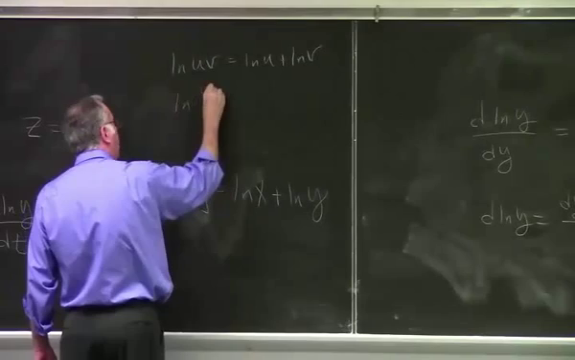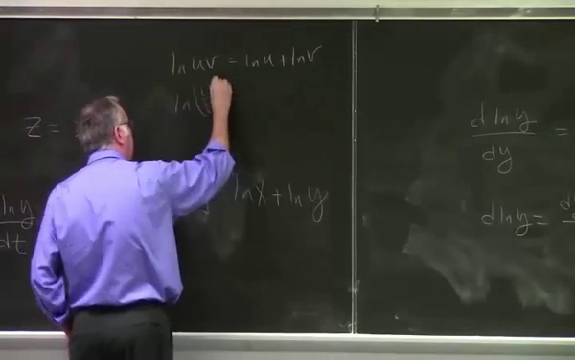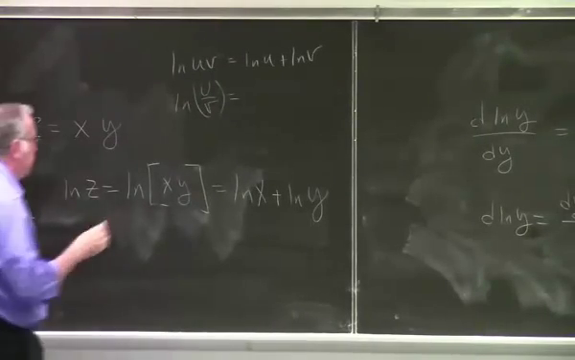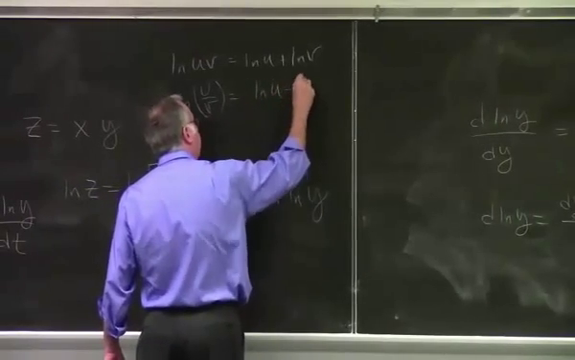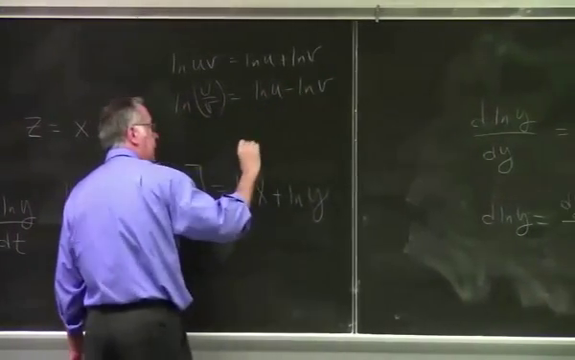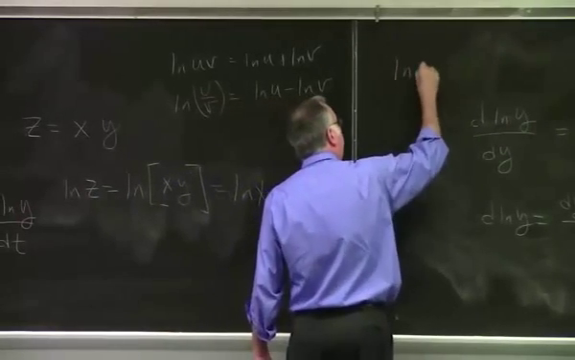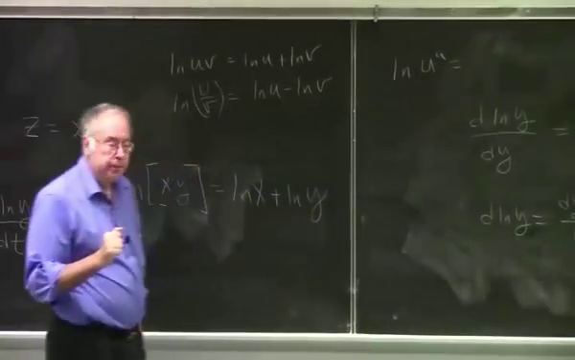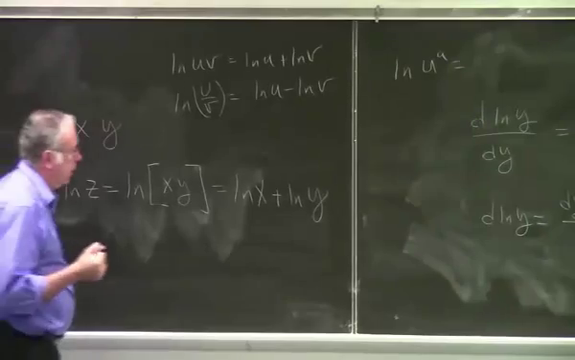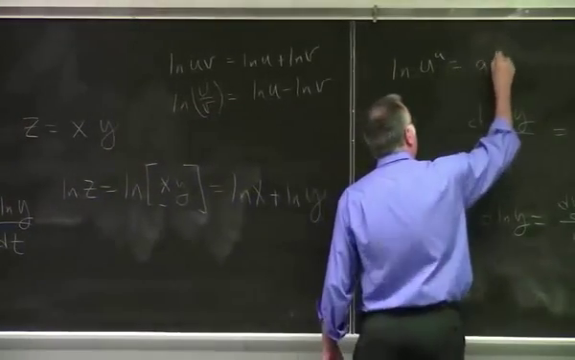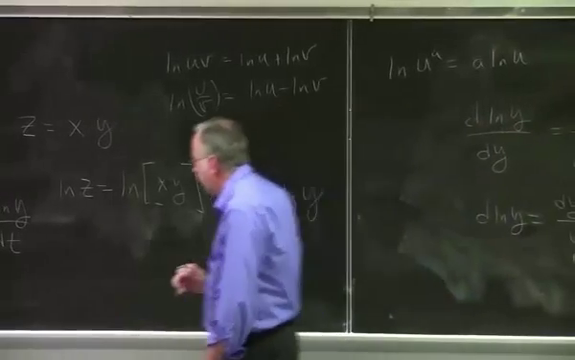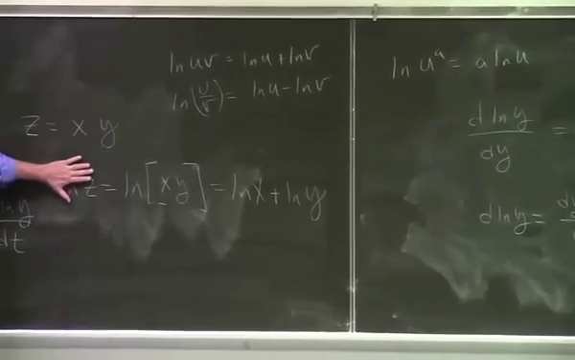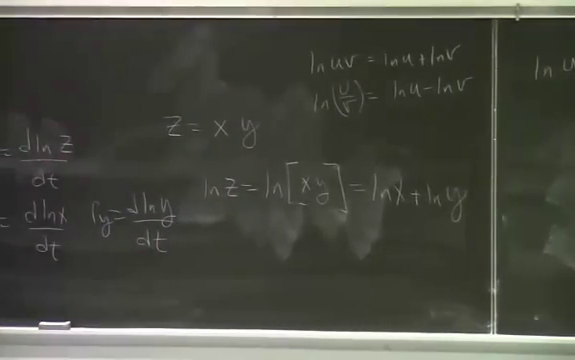Also, the logarithm of u over v is equal to what, David? Right, it's the log of u minus the log of v. And the third rule was this. The logarithm of u to the a power is equal to? Right, a times the logarithm of u. Okay. Those are the rules of logarithms. You should know all those. Now, going back to this, David, we have log z equals log x plus log y.